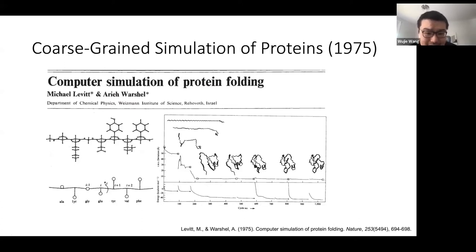This is very interesting from my perspective, because in 1975, I don't know how they actually did it, but it's really amazing how they could do this kind of work with very little resources, you know, no Google, no software. They had to come up with everything by themselves.